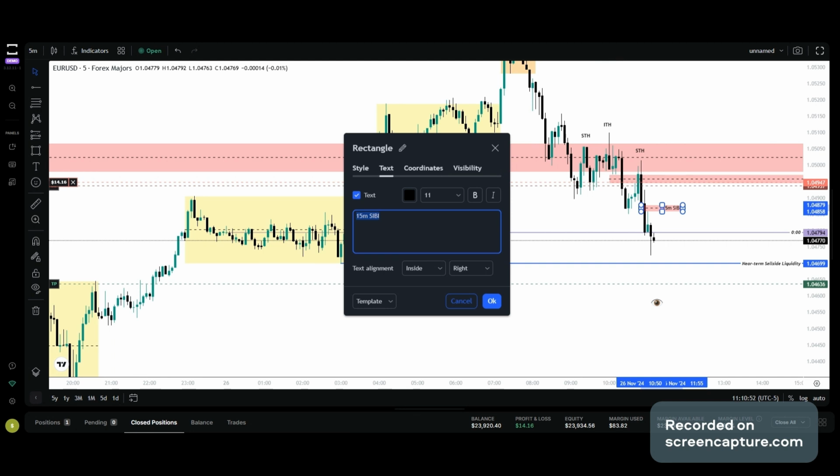Whoops, it's not 15. It's a 5 minute Sibby. I'm looking at a 5 minute chart right now.